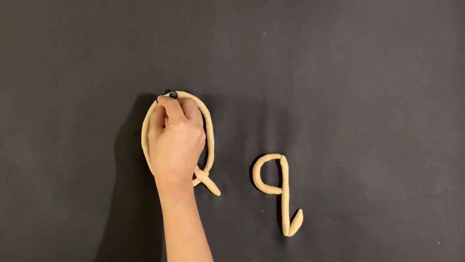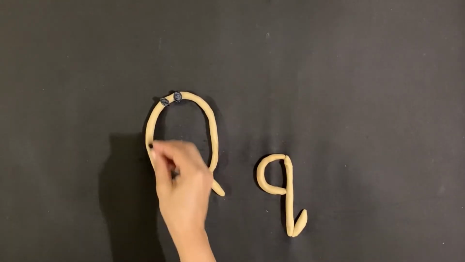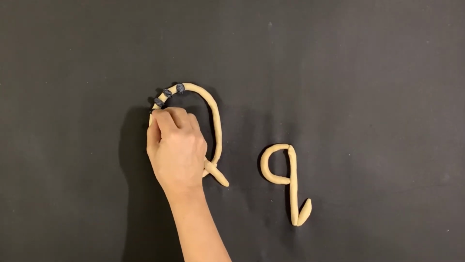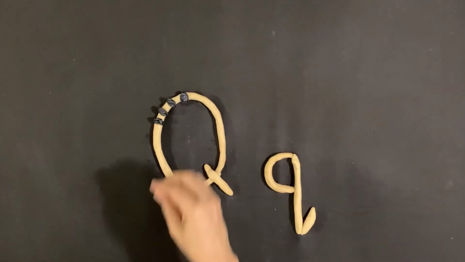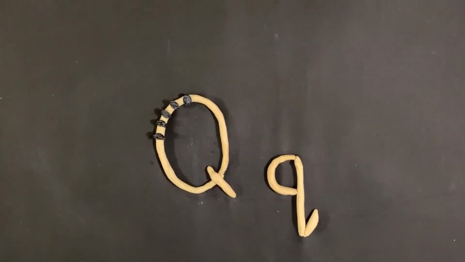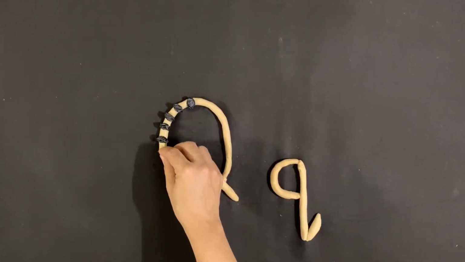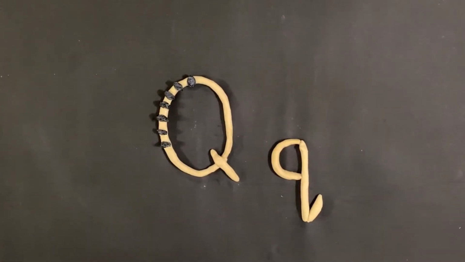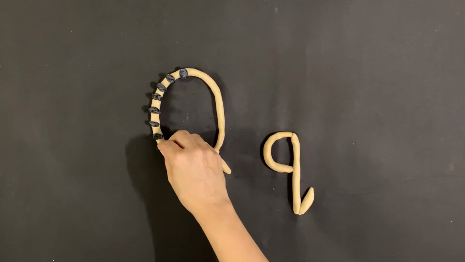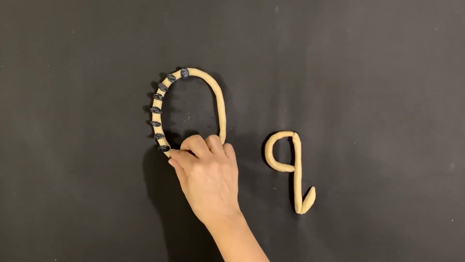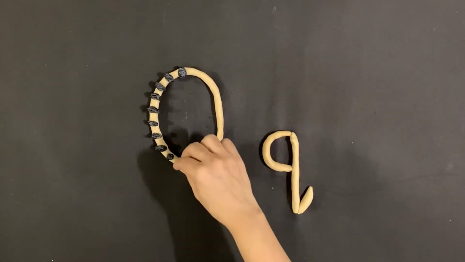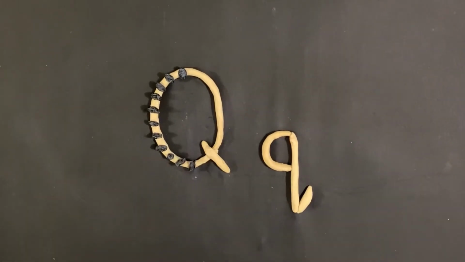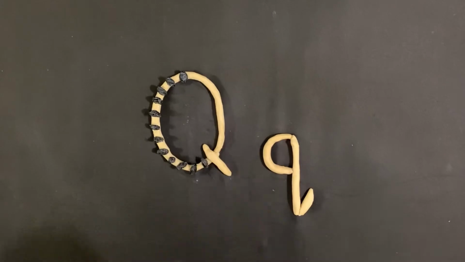See children, I am putting these raisins on the capital Q to make it look attractive. What is the color of these raisins? Very good. It is black. Raisins are very good source of vitamins, and so it is a healthy food.